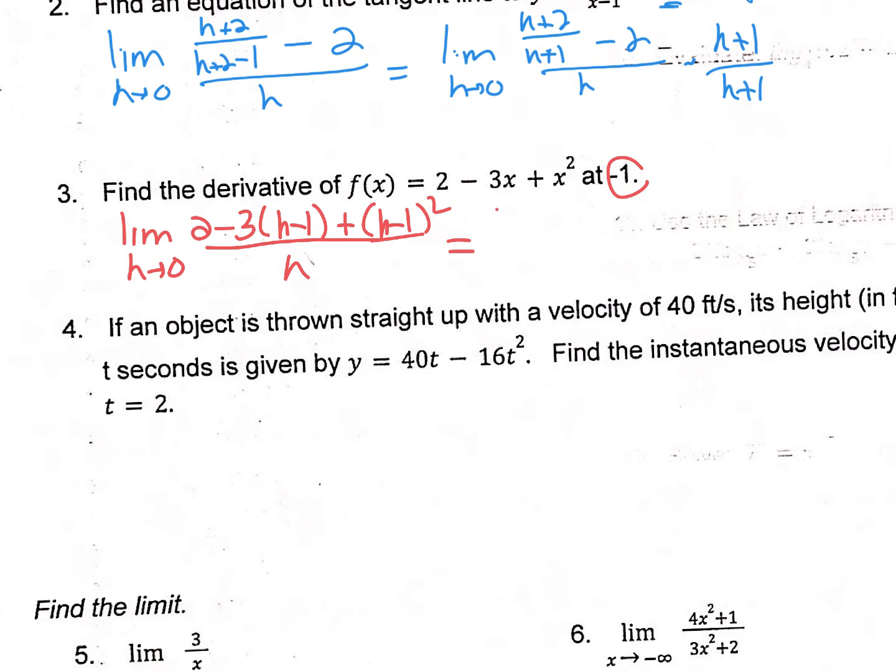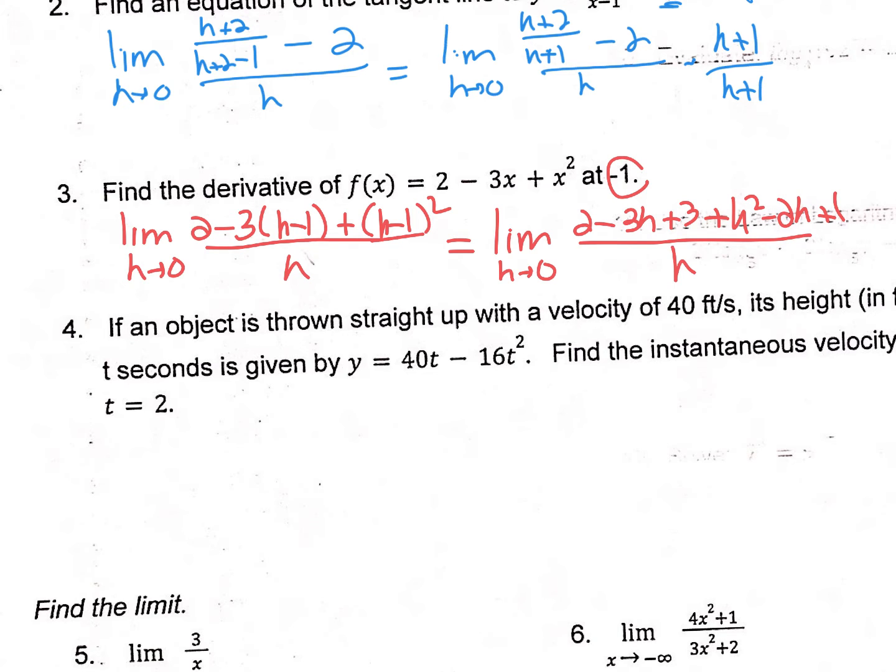All right, so let's just simplify as much as we can here. Limit as h approaches 0 of 2 minus 3h plus 3 plus h squared minus 2h plus 1. That's just working all that stuff out. I have a 2.